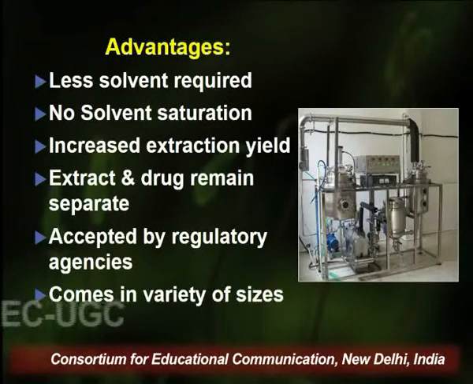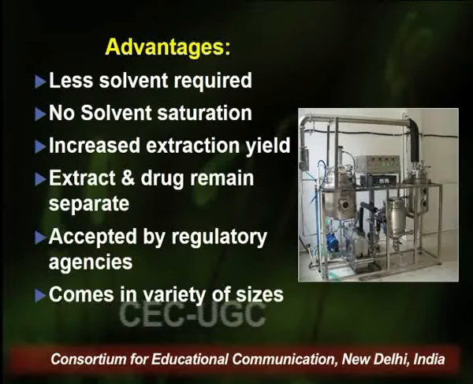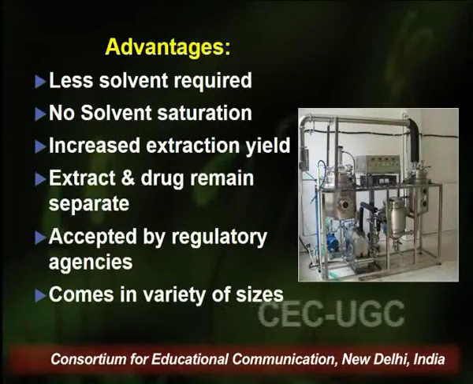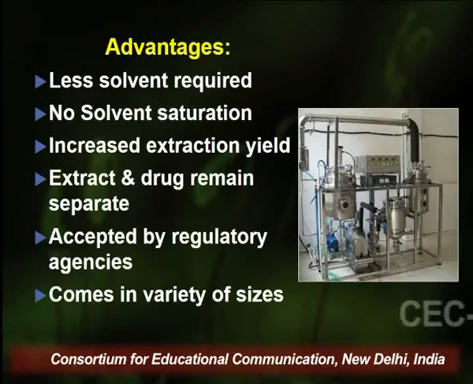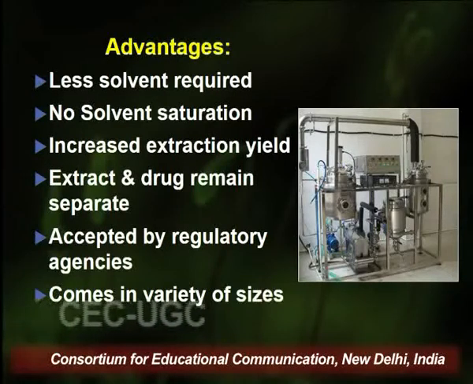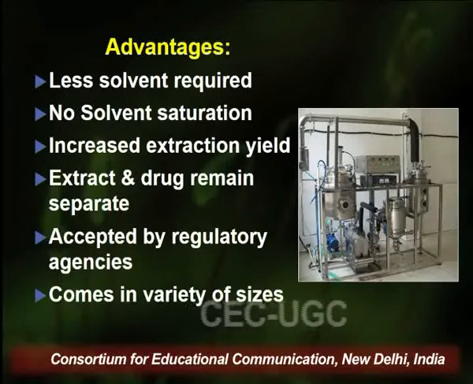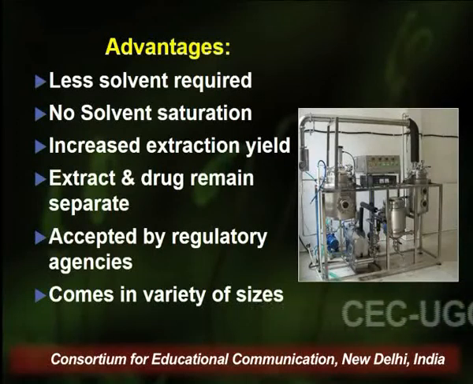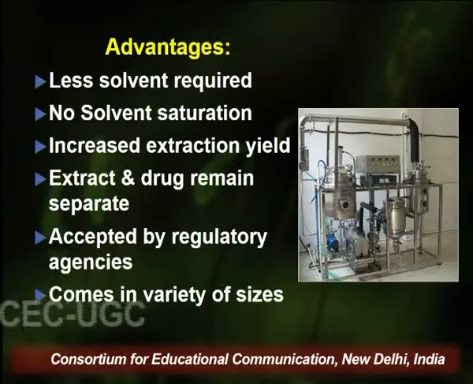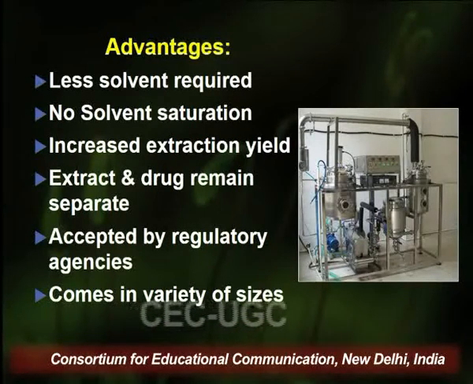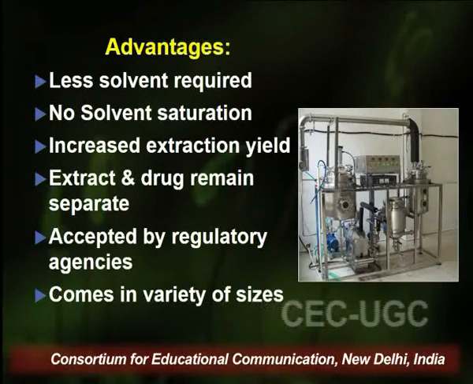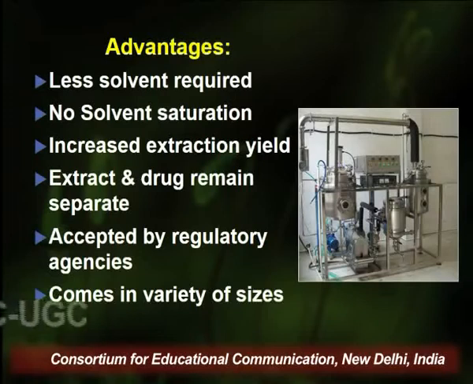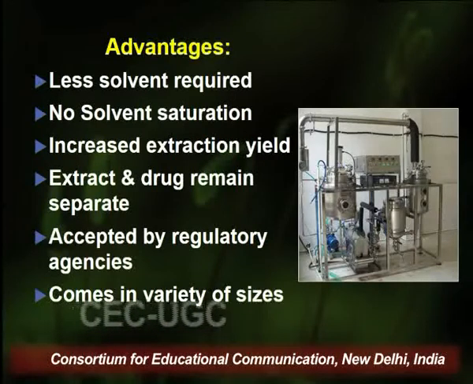and that solvent gets condensed and drug is extracted every time with a fresh solvent. Therefore the solvent never gets saturated with the phytoconstituent, and this inhibition of the saturation increases the overall extraction yield. And if you have seen the diagram carefully, then you must have observed that the extract and the drug always remain separate. The extract is present in the round bottom flask and the drug that has to be extracted is always present in the extraction chamber. So there is no contact of the drug and the solvent or the extract.